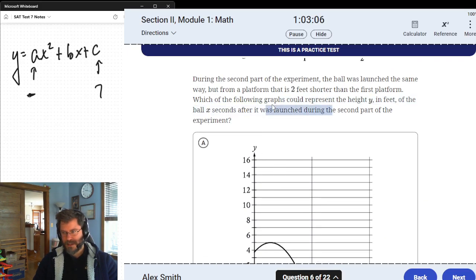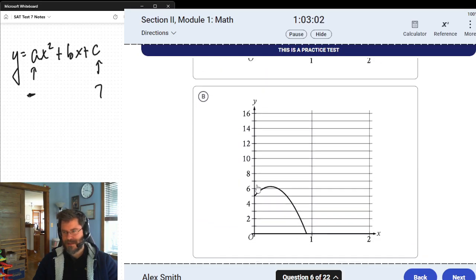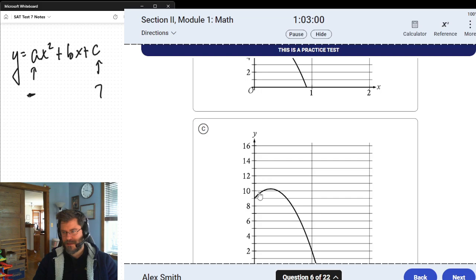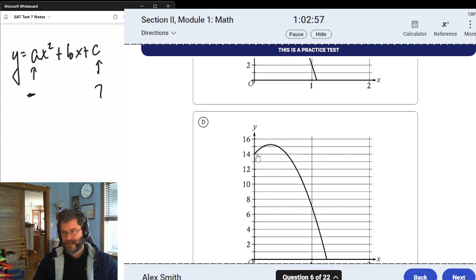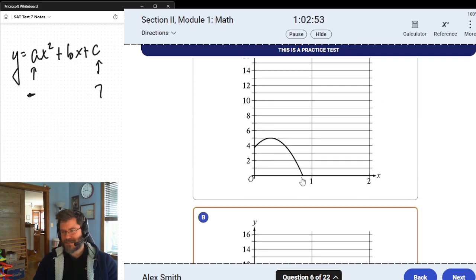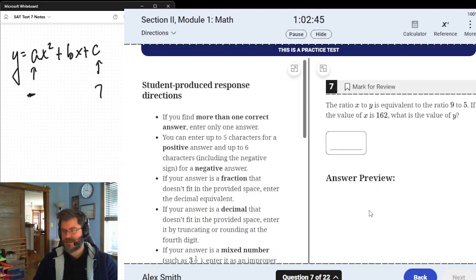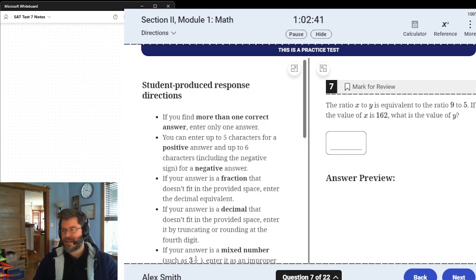And I don't even think we need to finish reading the question. I think we just need to find a y-intercept that's 5. It's probably going to be B. That goes up to 9. That goes way up. Yeah, that has a y-intercept at 5. Platform's 2 feet shorter. They didn't change the launch velocity or anything like that, so we don't have to worry about changing the shape of it at all. So all that preliminary analysis was a little wasted effort, but that's all right from time to time.